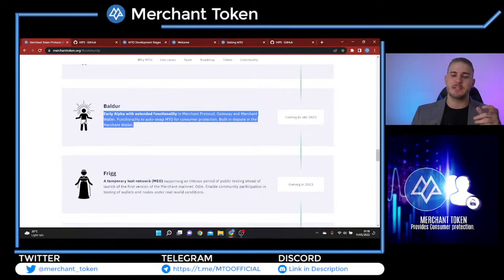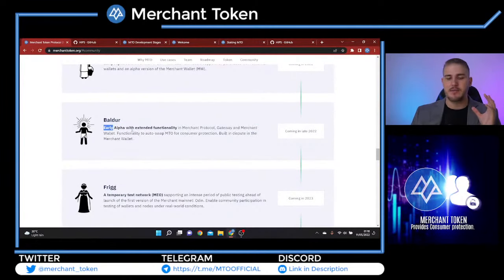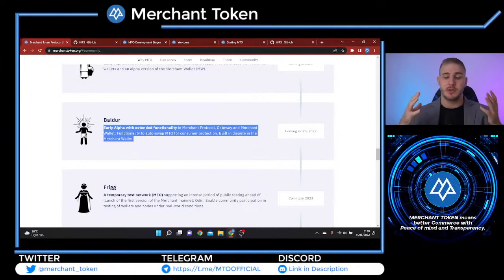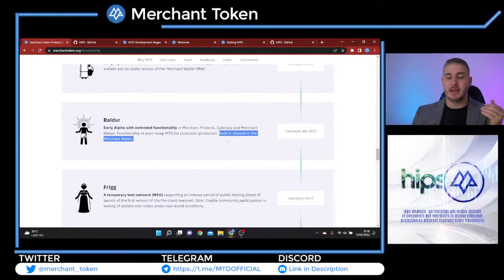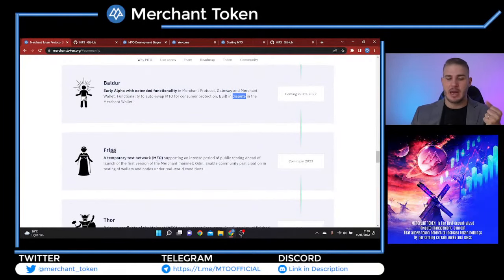So basically the difference between these two stages, because as you can see here, there is still an early alpha, is the fact that you will be able to auto swap your tokens or your fiat into MTO automatically when you want to get the consumer protection when you're making a purchase. And another really important part is that there will already be the dispute in the merchant wallet. So by making a payment through the merchant wallet, you will already be able to have that consumer protection and generate a dispute as well.